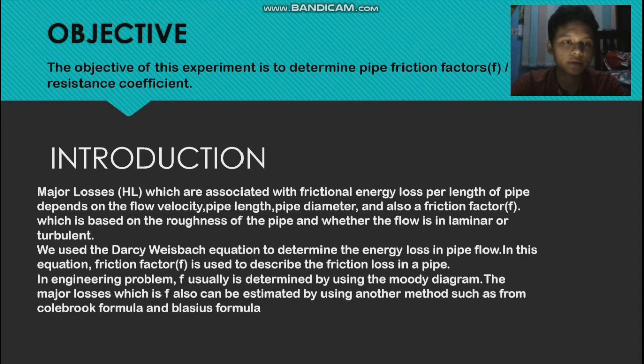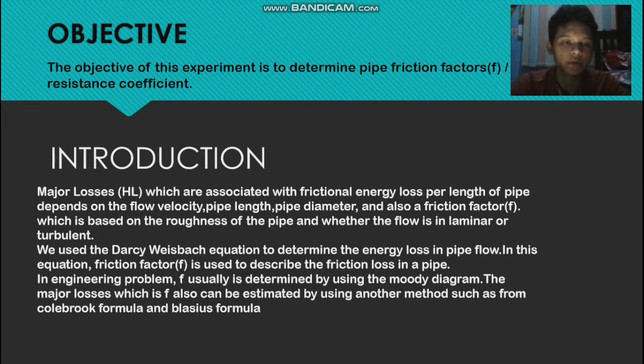Next, introduction. Major losses or head losses, which are associated with frictional energy loss per length of pipe, depend on the flow velocity, pipe length, pipe diameter, and also a friction factor, which is based on the roughness of the pipe and whether the flow is laminar or turbulent.